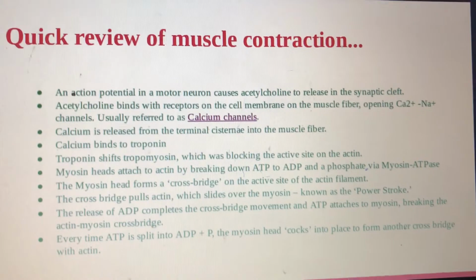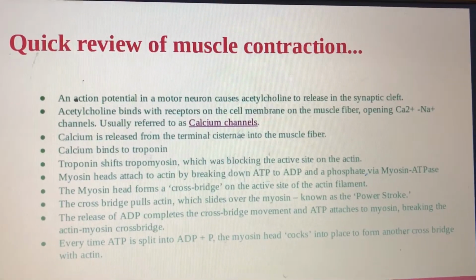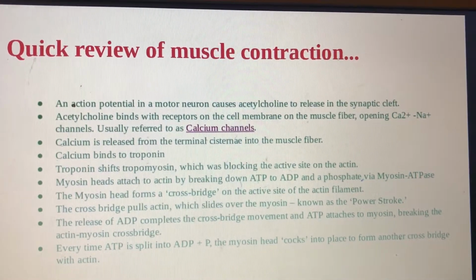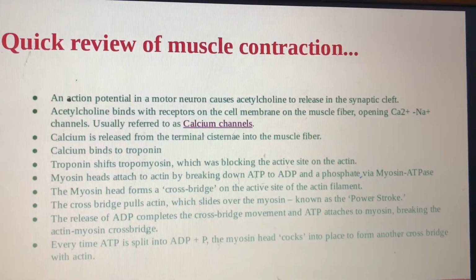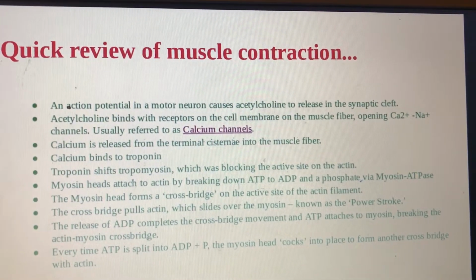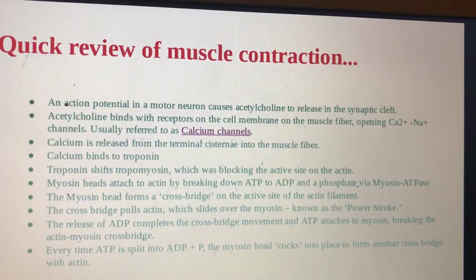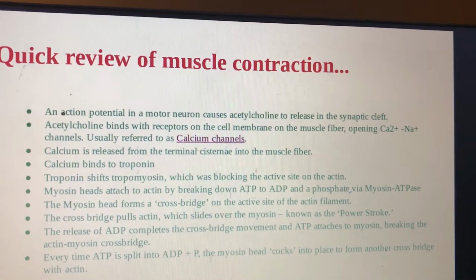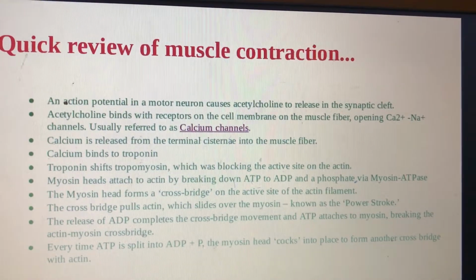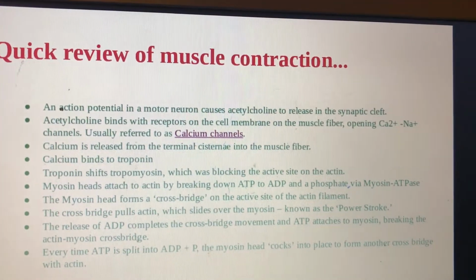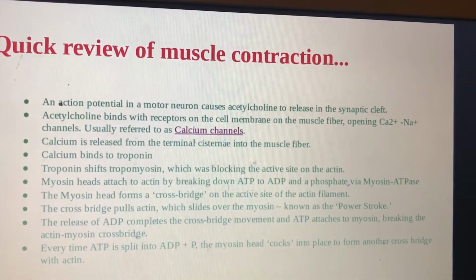So just a quick recap of muscle contraction: an action potential in a motor neuron causes acetylcholine to release into the synaptic cleft. Acetylcholine binds with receptors on the cell membrane of the muscle fiber. Calcium is released from the terminal cisternae into the muscle fiber, and then the calcium binds to the troponin, which shifts tropomyosin, which blocks the active site of the actin.